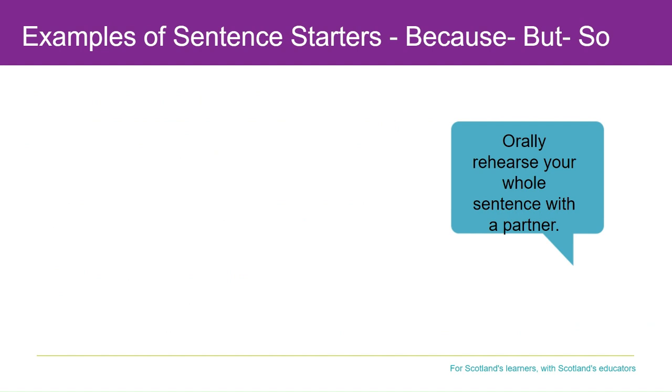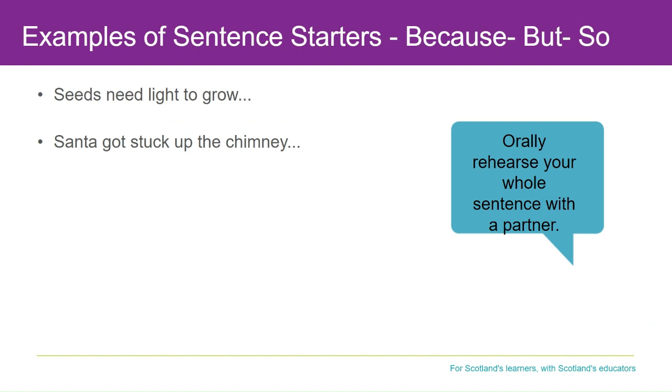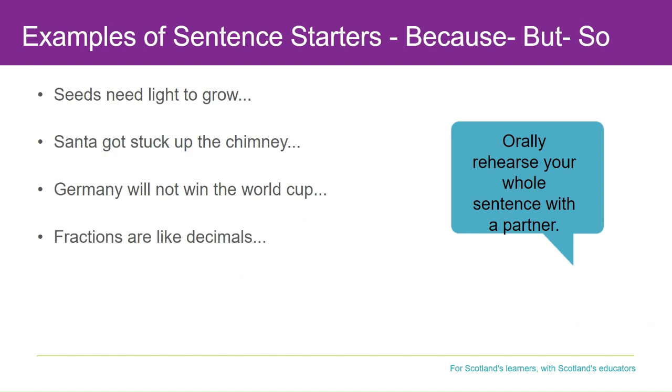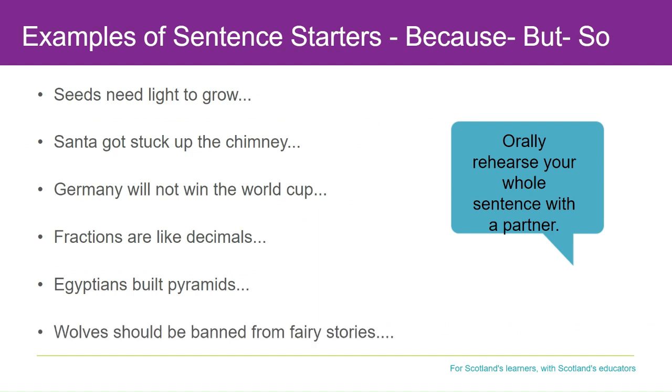Here's another example of using the because, but, so. There are a range of different sentence starters here. You could perhaps roll a dice to choose whether it's because, but, or so as an odd and an even number. Or you could make a dice on the board that has because, but, and so. Or you could use a spinner. There are many, many ways to use this. But it's so important that your learners get to orally rehearse the whole sentence with their partner from the capital letter all the way to the conjunction and then to the end of the sentence.